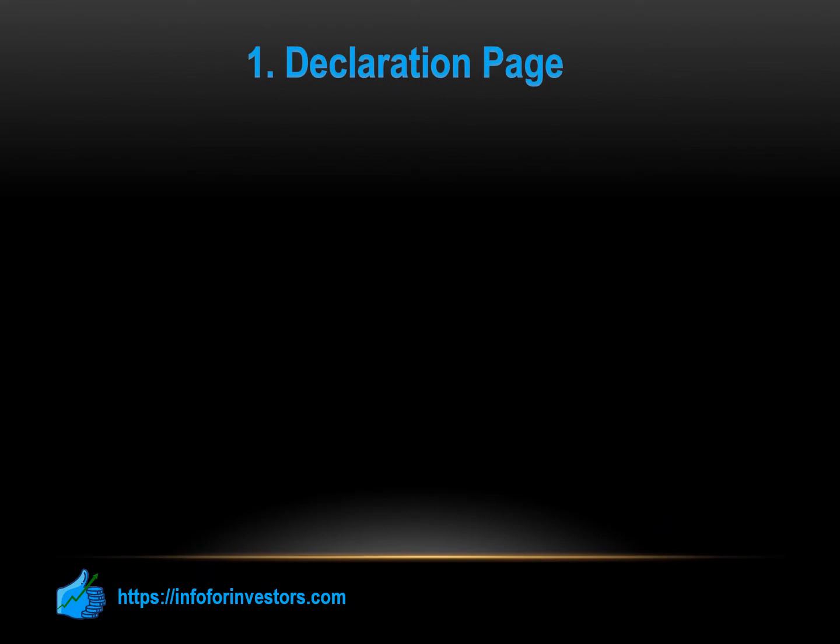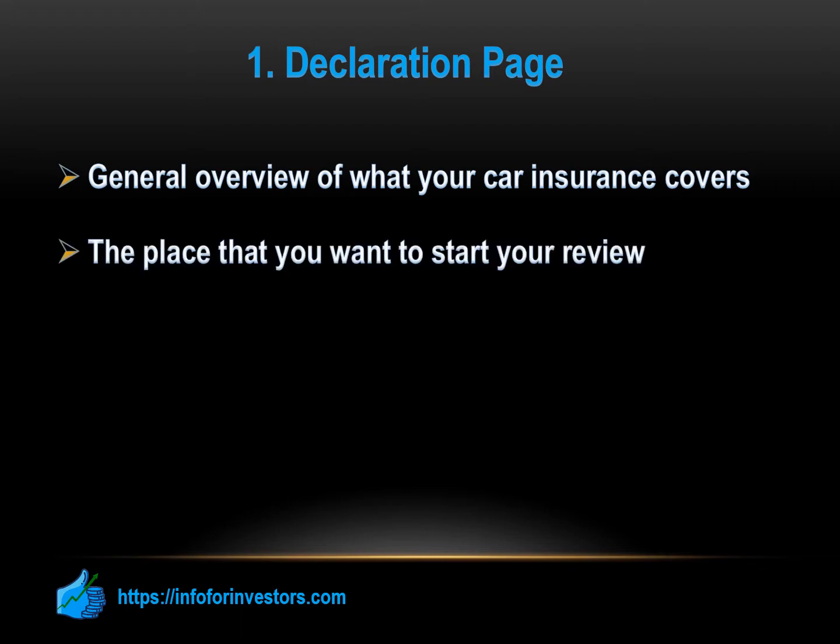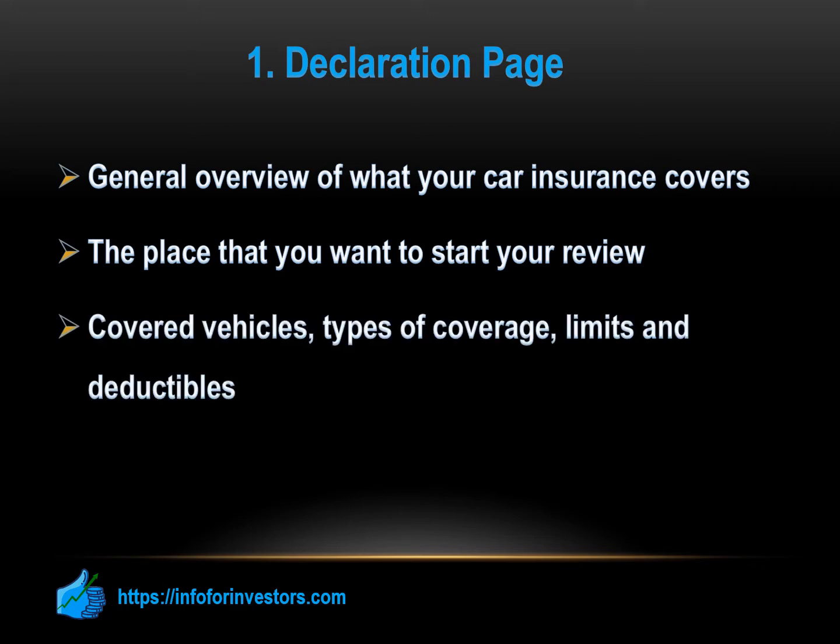This is where you're going to get a general overview of what your car insurance covers. It's the place that you want to start when you evaluate your insurance coverage. That way you have a general idea of what you're looking at. You'll usually find things like vehicles and individuals who are covered, the types of coverage, limits, and deductibles on each, and even how long the policy is for. You'll also find different discounts and surcharges for your account so you know what you're paying.